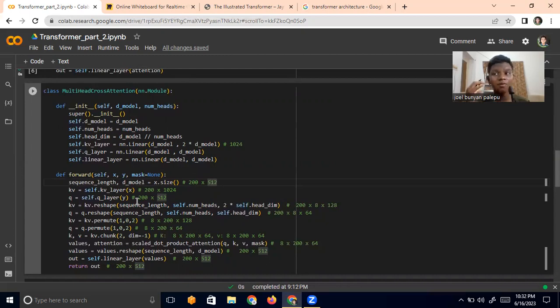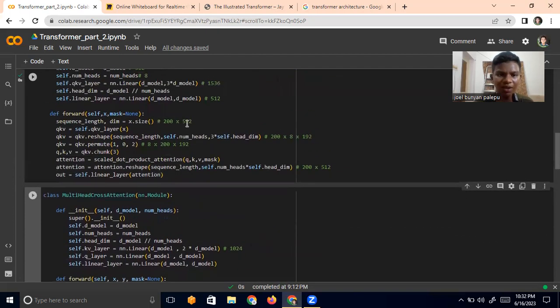We're going to perform this KV layer on this vector. So we're going to form keys and values. We are going to form key-value pairs from the outputs of this encoder, and then we are going to form queries from the decoder, from what we calculated here.